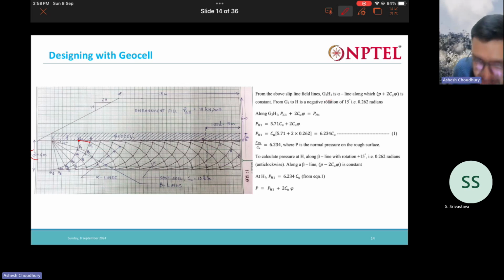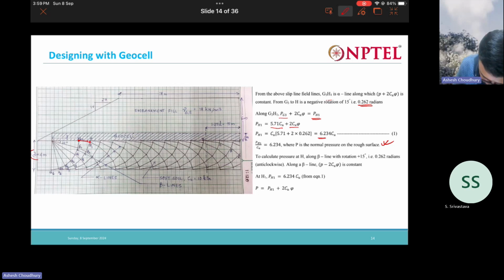What is the pressure at H1? It is nothing but the pressure at G3 point plus 2 Cu times the angle of rotation. So PG3 is 5.71 Cu plus 2 Cu times this angle. The angle is 15 degrees. If you convert it to radians, it is 0.26. So with one 15 degree rotation here, we get 6.24 Cu. So this is the value at this point H1. At H1 point we know this.